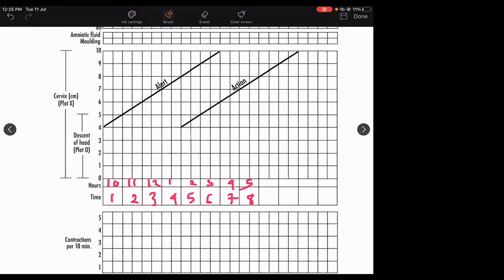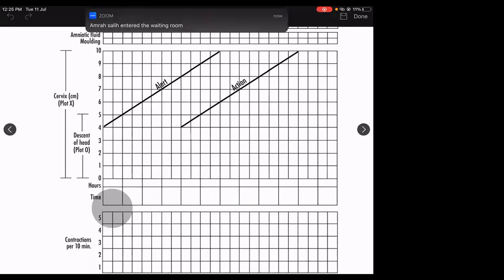Or you can write it either way. This can be your first hour and this can be your 10 to 5. Either way you write it, it's still the same. I don't understand. Please, can you repeat the time again?